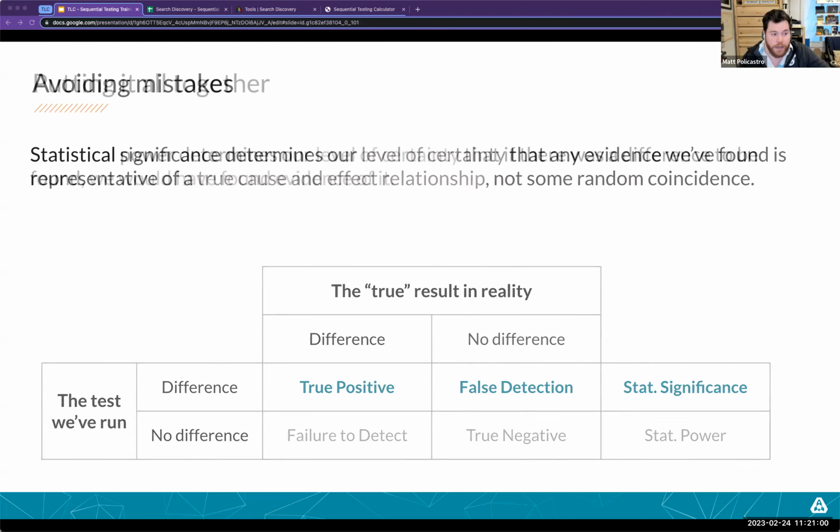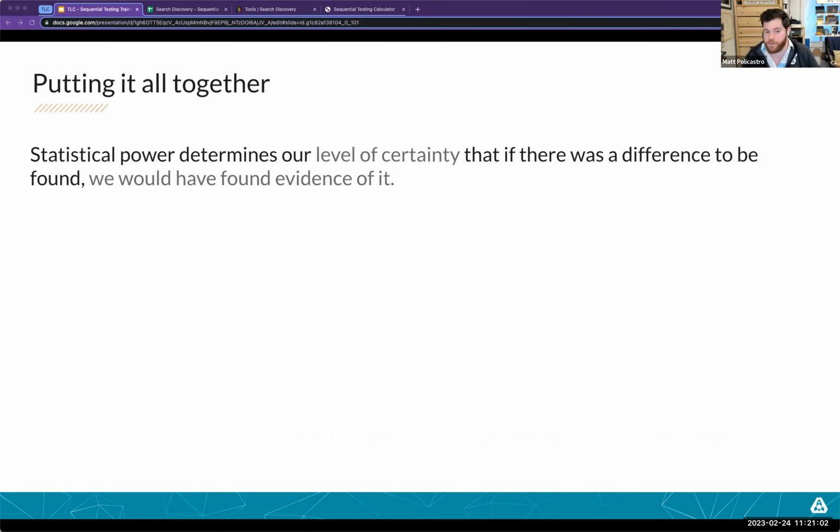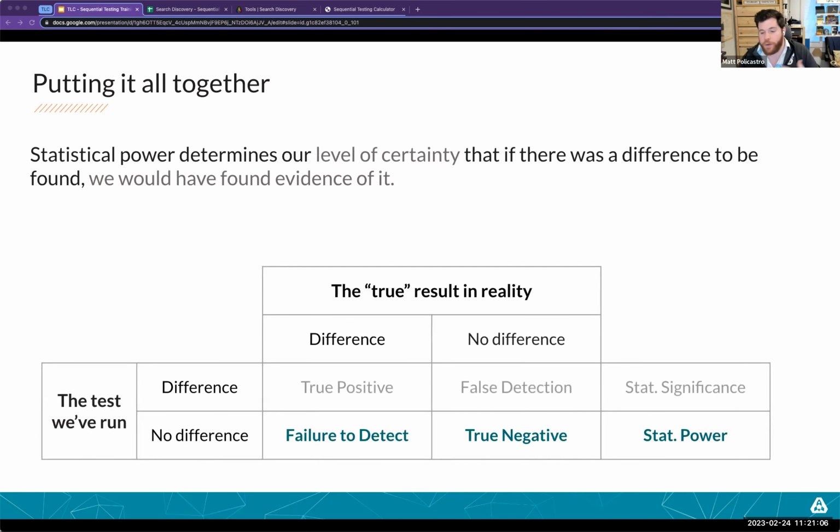And by that same token, statistical power determines our level of certainty that if there's a difference to be found, we would have found evidence of it. And this is where we talk about the difference between a failure to detect and the true negative. Failure to detect is just that if we were to continue inspecting things, we would eventually find evidence. It's just that so far we haven't been able to. That's a failure to detect what is happening. In statistical power, again, by increasing the threshold that we're holding ourselves to for that, that's what helps us avoid or control for that in our experimentation.